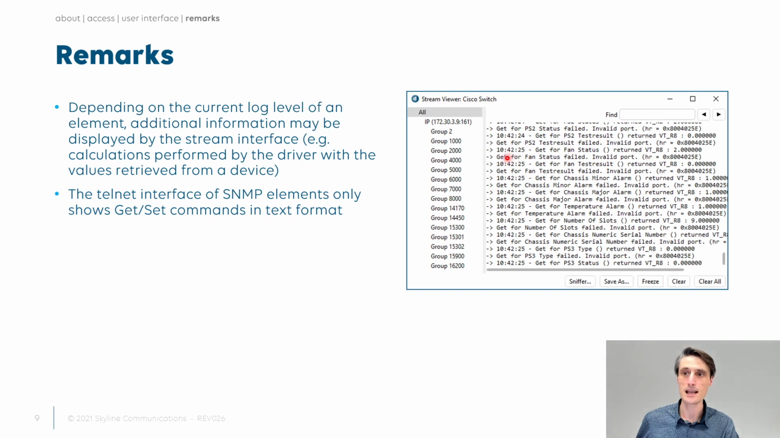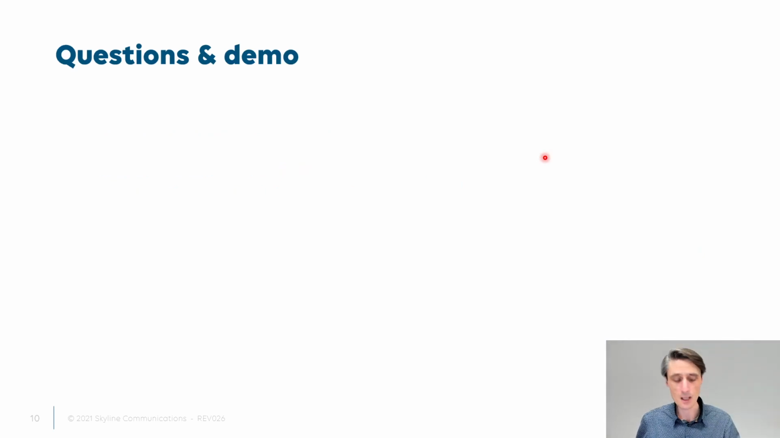So you have a get, and then the get failed here. If you have, for example, a community string that is incorrect, you would have an access denied there. So these kinds of things you can also see in here. A couple of examples to wrap it up.